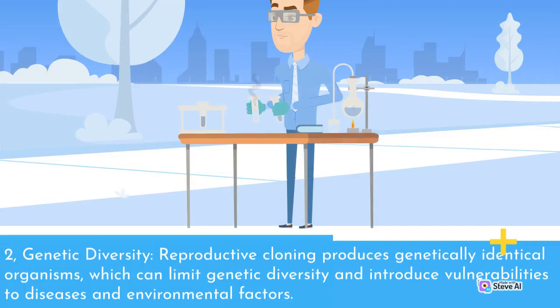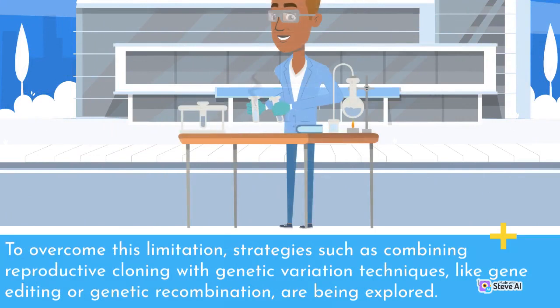2. Genetic diversity. Reproductive cloning produces genetically identical organisms, which can limit genetic diversity and introduce vulnerabilities to diseases and environmental factors. To overcome this limitation, strategies such as combining reproductive cloning with genetic variation techniques, like gene editing or genetic recombination, are being explored.